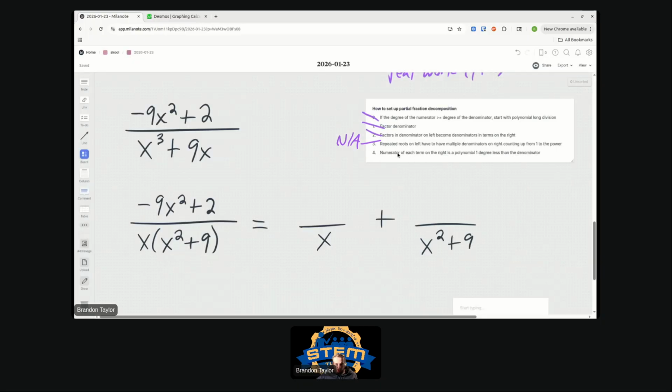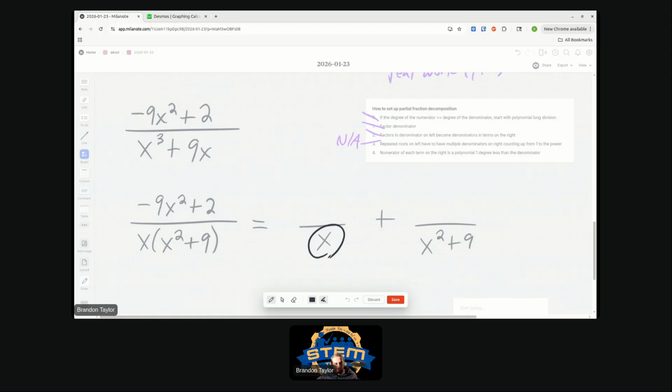And then now, the numerator for each term on the right is a polynomial 1 degree less than the denominator. How does that work? Well, what's the degree of this polynomial? Technically 1. You can imagine it as x to the 1 plus 0. The degree is 1. Well, what's 1 less than 1? 0. So we need a 0th degree polynomial right here. What would that be? Just a constant. And we'll just call it a because we don't know what the constant will be yet. A is a variable. Remember, we go to the beginning of the alphabet to get a bunch of new unknowns, essentially, for the coefficients. Cool?